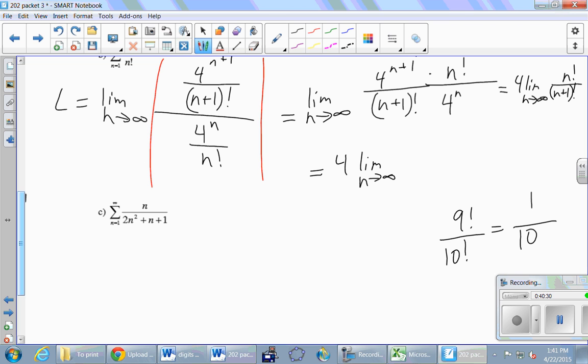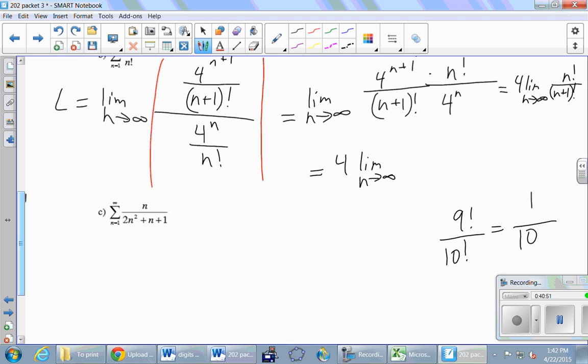Sam says 1 over 10. I think Brendan agreed. Is this true? Is it right? Think about what 9 factorial means: 9, 8, 7, 6, 5, 4, 3, 2, 1. 10 factorial is 10, and then exactly the same stuff we just said. So all of the stuff from 9 down cancels.